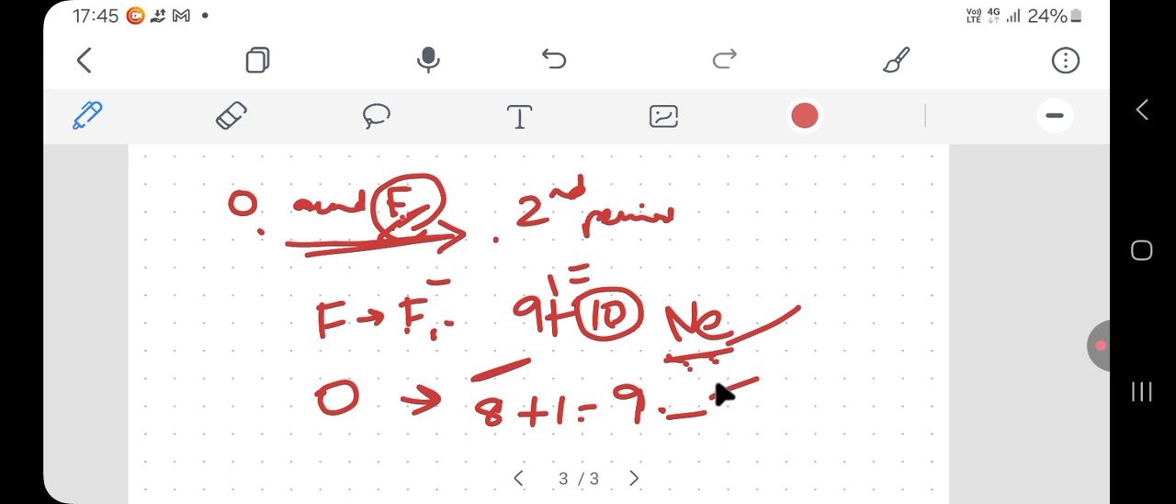Okay, so this is the answer. So if there is any question based on this comparison, then we must be able to write the proper evidence.